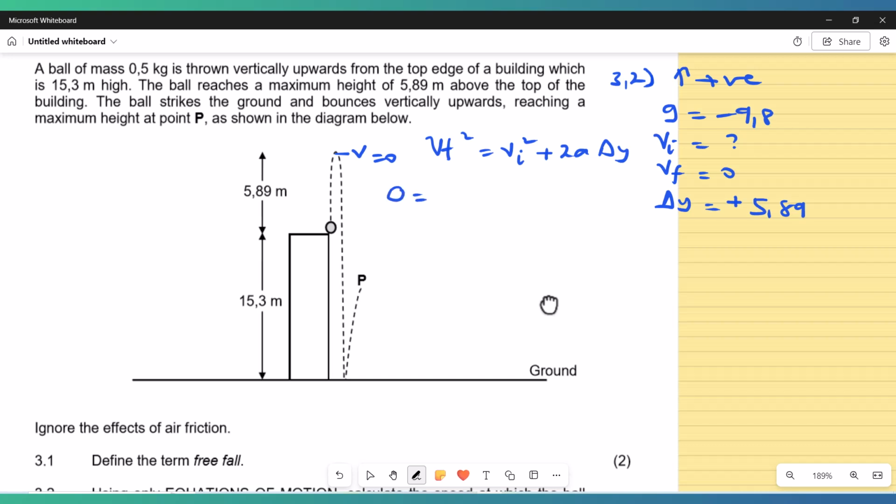What about, we're looking for the V initial, that's Vi squared, plus 2a. What's our a? Negative 9.8. I think you see it here. What about our change in y? It is positive 5.89. Okay. So what's our final answer here going to be?